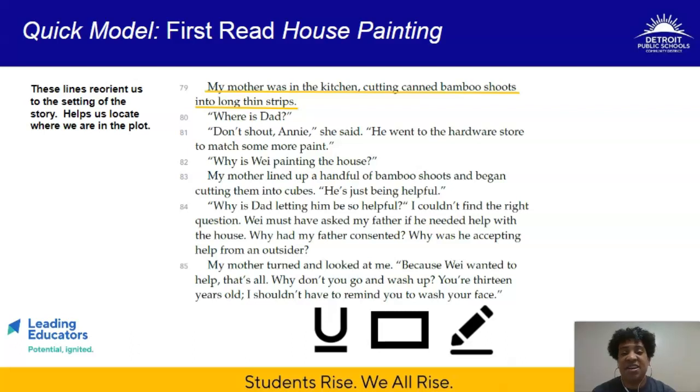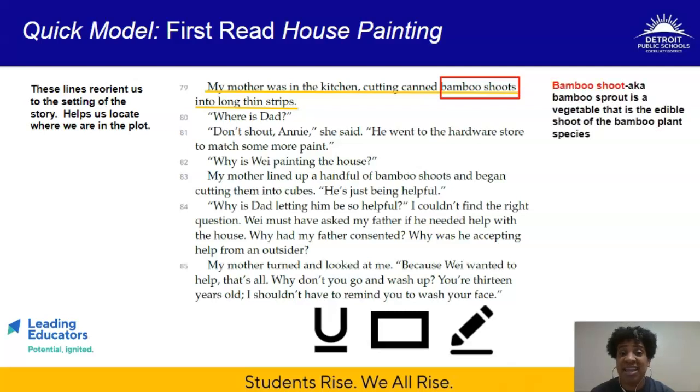And we know she's having a conversation with Annie, the younger sister. And we know also that Dad is at the hardware store and Way is painting. We know a lot. Bamboo shoots, just so you know, some of you may be familiar with bamboo, but not bamboo as a vegetable. Okay, so bamboo shoots, aka bamboo sprout, is a vegetable that is the edible shoot of a bamboo plant. And the bamboo plant is a species of plant. So you may be used to bamboo in a particular way, but not necessarily for eating, right? This is different. Okay, so keep that in mind.